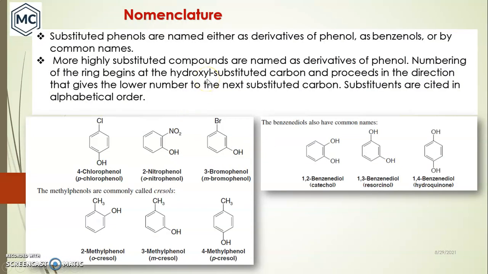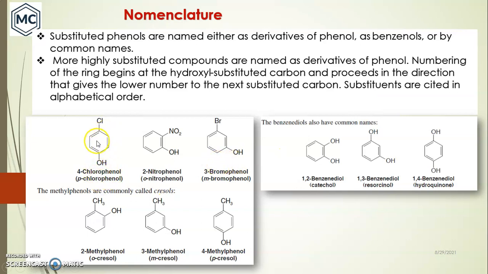Now let's see the nomenclature. Substituted phenols are named either as derivatives of phenol or as benzenols or by their common names. More highly substituted compounds are named as derivatives of phenol, and numbering of the ring usually begins at the hydroxyl-substituted carbon. We have to start from the hydroxyl group and proceed in the direction that gives the lower number to the next substituent. And finally, if you have more than one substituent, substituents are cited in alphabetic order.